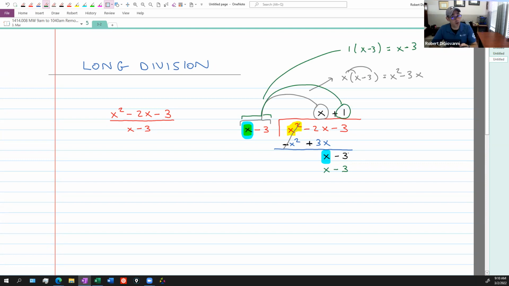And then as before, I'm going to subtract this row. So I come through here and subtract it, which changes this plus x to a minus x and changes this minus 3 to a plus 3. And then I add down again.